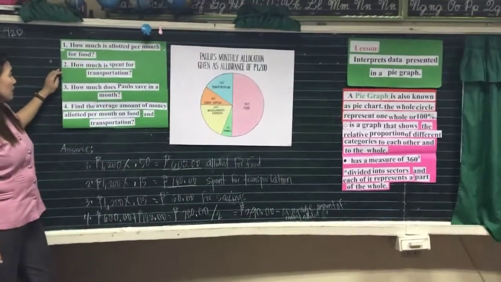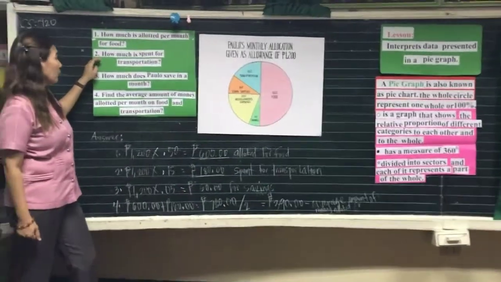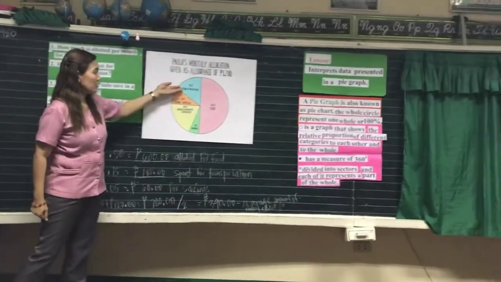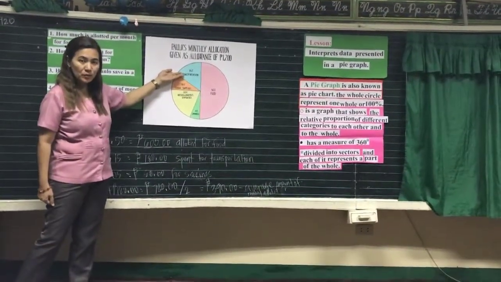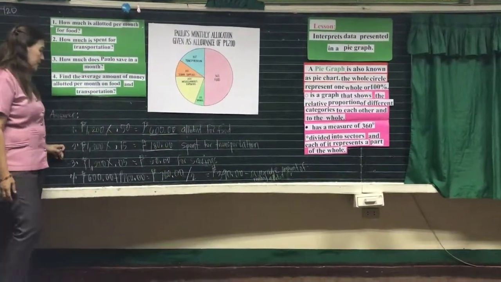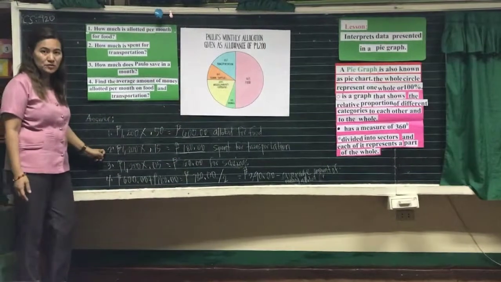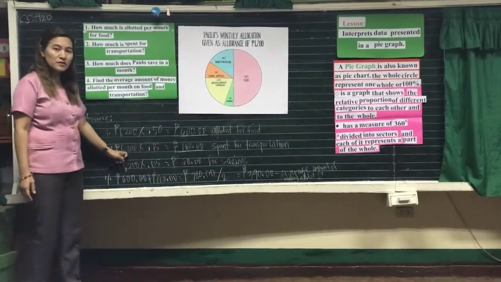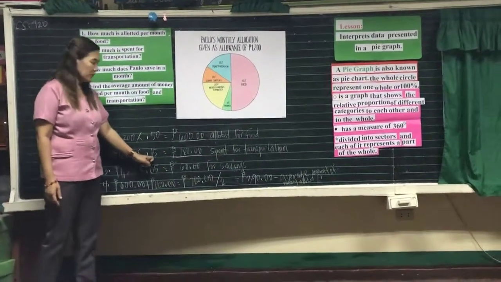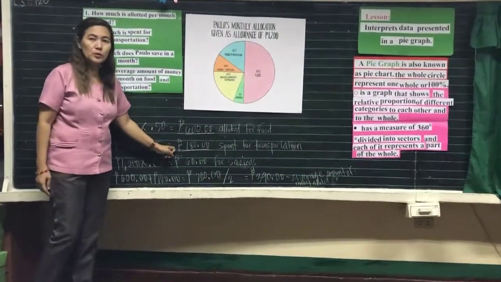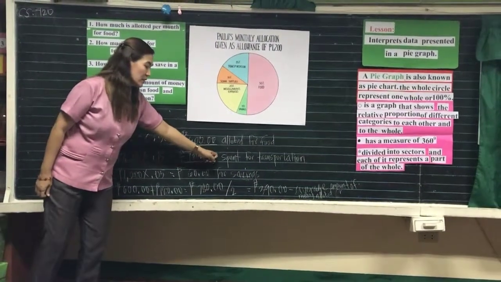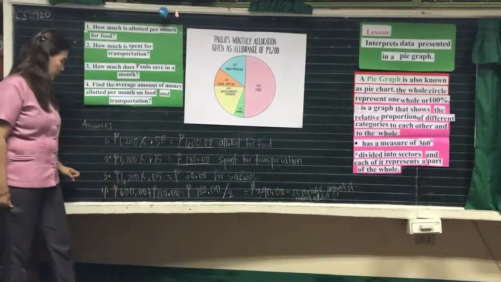The next is, how much is spent for transportation? As we can see here, 15%. So, 15% for transportation. The same procedure. Multiply 1,200, which is the monthly allowance, times 0.15, is equal to 180 pesos. And this is spent for transportation.